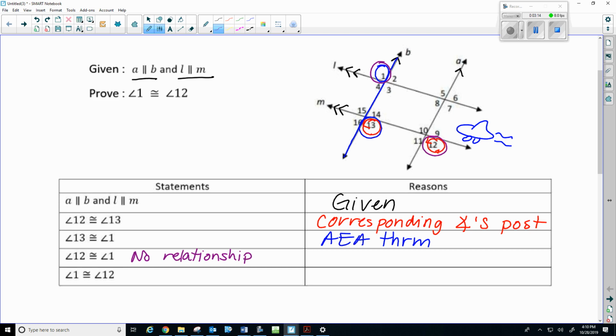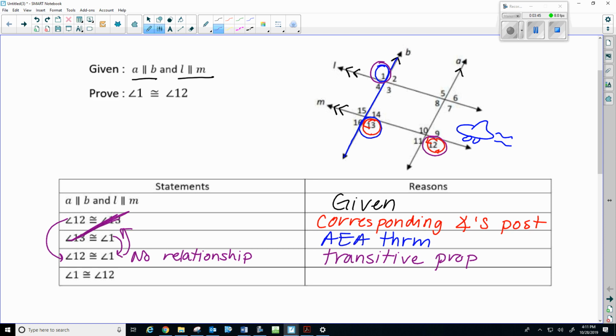And so then we need to take a look at what's going on up here above it so we can figure out how do we know that angle 12 and angle 1 are going to be congruent. And we see here, we could cut out the middle man right here, bring angle 12 here and angle 1 here. And cutting out that middle man is our transitive property. Just put transitive prop.